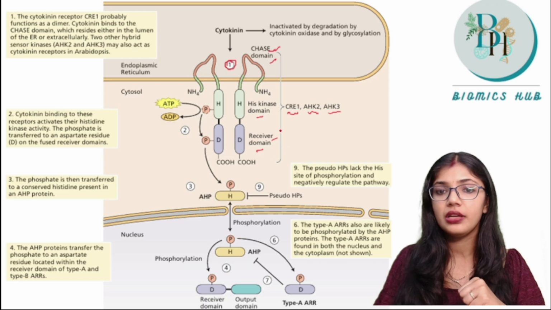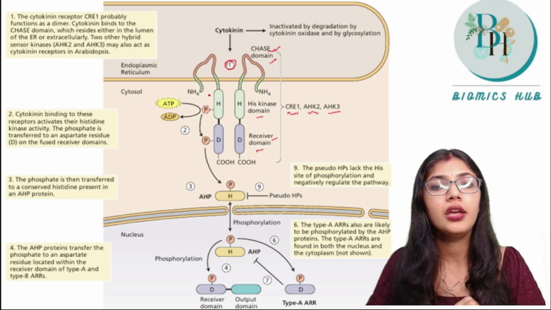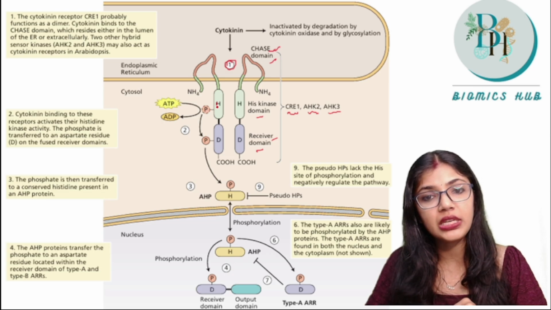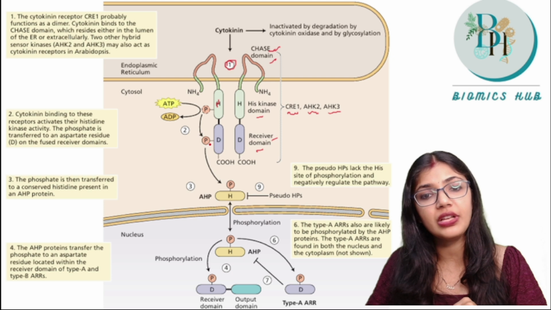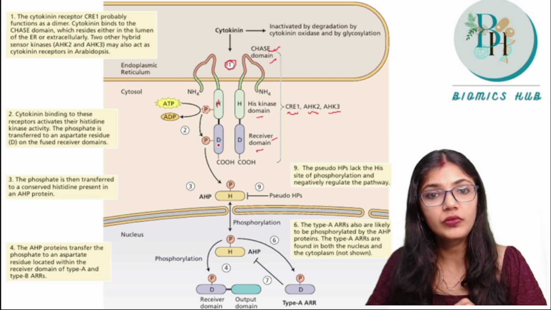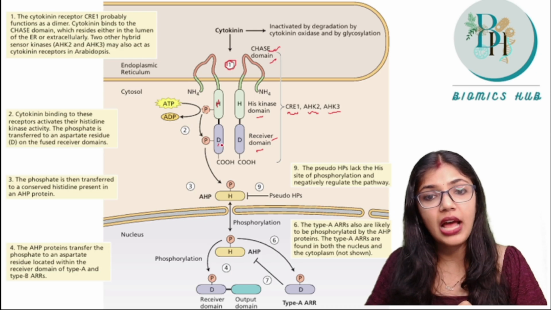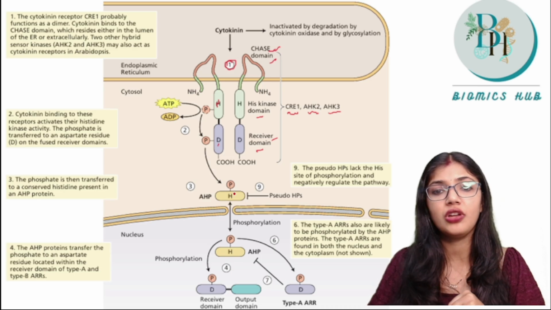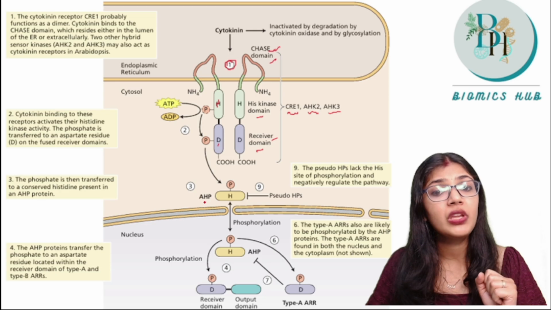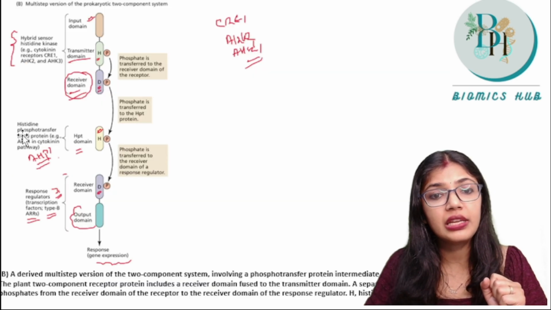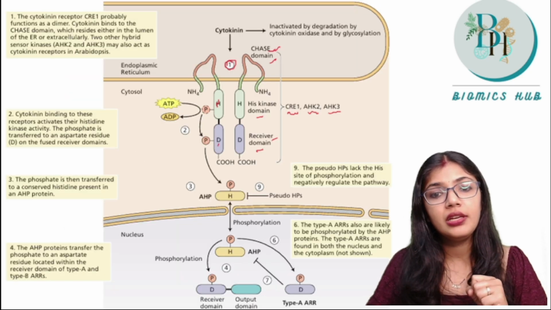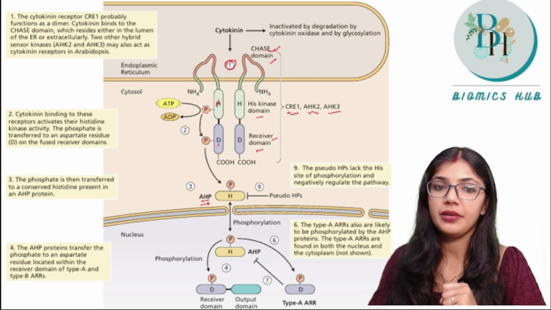This is the receptor. By utilizing ATP, after cytokinin is present, there is autophosphorylation of this histidine, and the phosphate is transferred to the aspartate. After the phosphorylation of this aspartate, it helps in the phosphorylation of this histidine of the transmembrane domain. Here the histidine phosphotransferase is AHP.